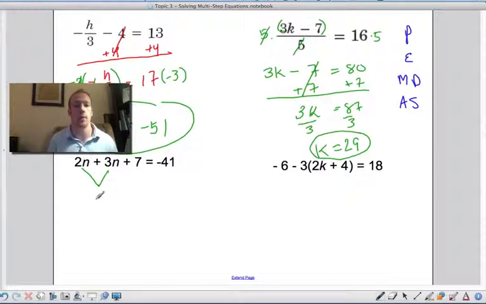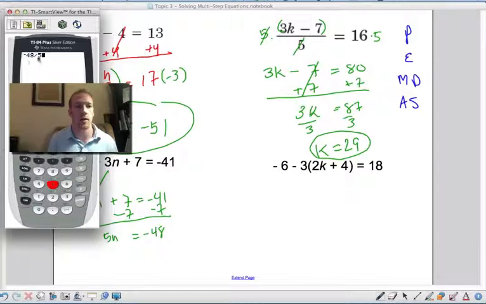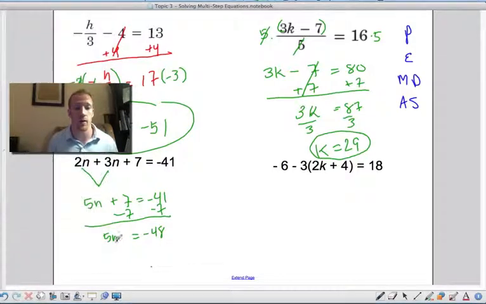Here we have a 2n and a 3n. That gives me 5n plus 7 equals negative 41. Alright, now I subtract the 7. And that gives me 5n equals negative 48. Alright, that doesn't divide evenly. And just to check, negative 48 divided by 5, oh wait, why am I doing that, right? I gotta divide by 5 here.